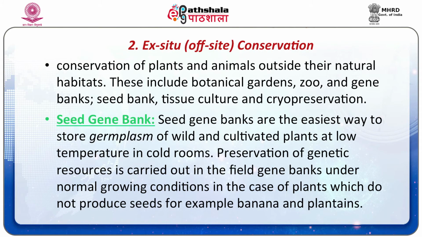Second are the ex situ or off-site conservation. Conservation of plants and animals outside their natural habitats. These include botanical gardens, zoo and gene banks, seed bank, tissue culture and cryopreservation. First is a seed gene bank. The crop species diversity has declined with the onset of modern agricultural techniques, which will have severe implications on food security of the planet given environmental degradation, pests, epidemics and climate change.